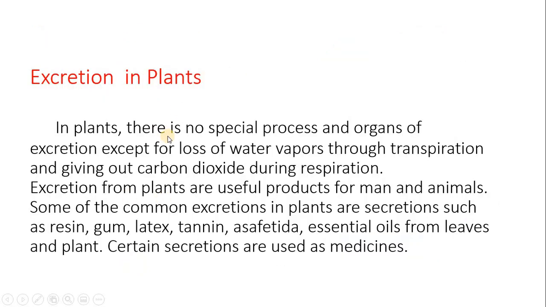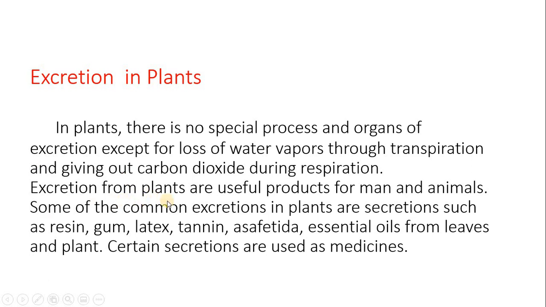Now let's come to the last topic of the chapter, excretion in plants. In plants, there are no special processes or organs of excretion except for the loss of water vapor through transpiration and giving out of carbon dioxide during respiration. You know students, most of the carbon dioxide that is given out by respiring cells in green plants is retained in the cells for the night, and then it is used for the process of photosynthesis as soon as the sun rises. So oxygen is given out by the green plants during the day.